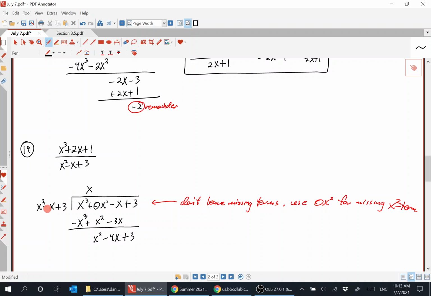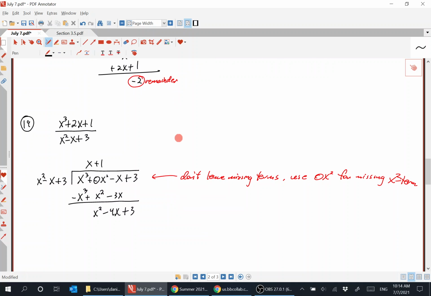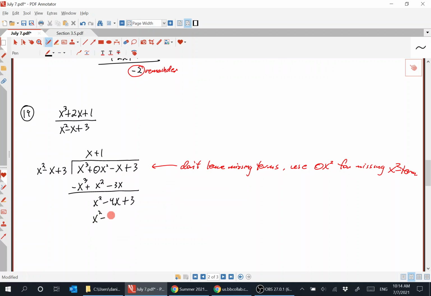Right, so what do I need to multiply x squared minus x plus 3 by to get x squared as a leading term? Just 1. So x squared minus x plus 3. Flip the signs, minus, plus, minus. Add them together, and I get minus 4x plus x is minus 3x, and then plus 0. So this is degree 1. This is degree 2.